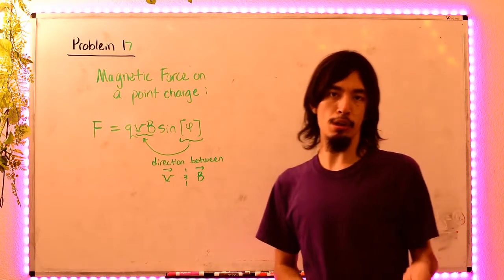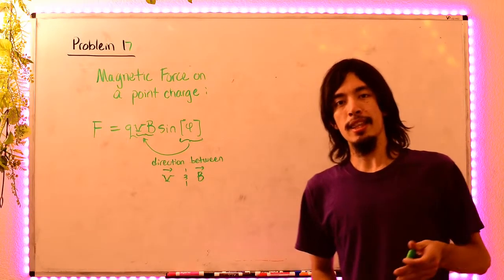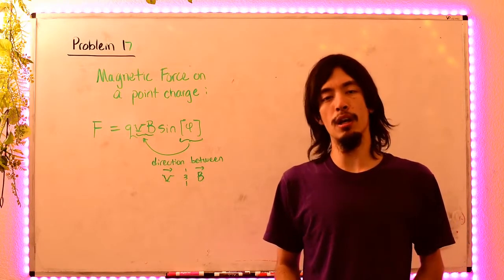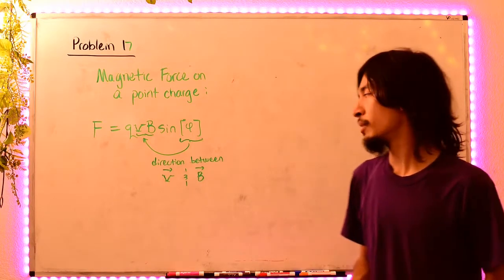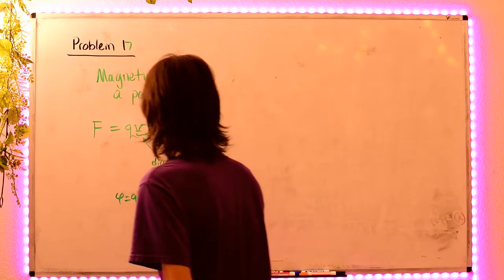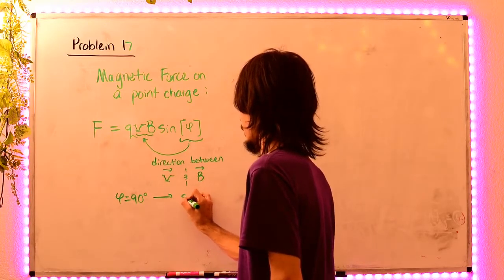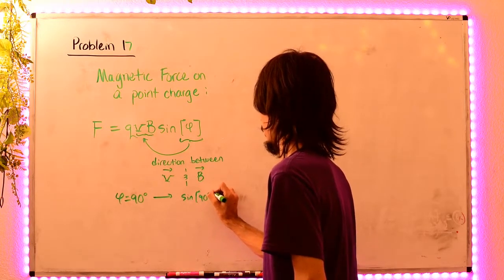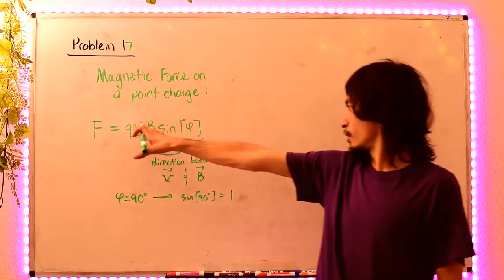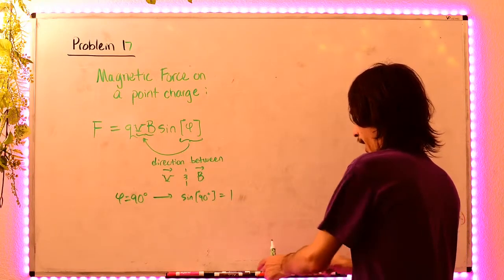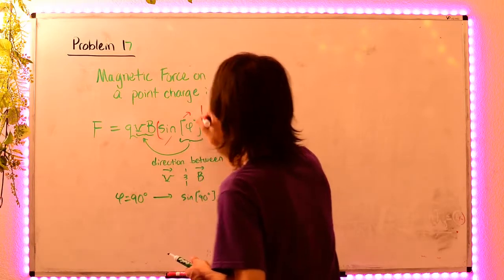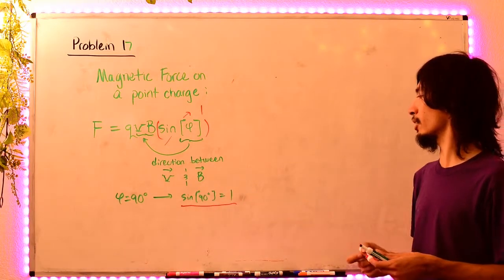Now, in many of the problems, including this one, the direction of the velocity and the direction of the magnetic field are perpendicular to each other. So when we say that the angle is 90 degrees, perpendicular, this means that the sine of 90 is 1. So we can just say it's Q times V times B. In our case, we can just drop the sine because we know it's equal to 1 for this reason.